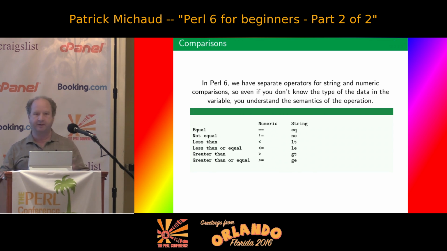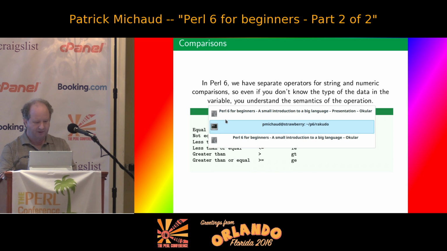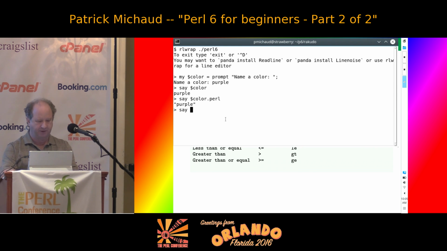In Perl 6, just like in Perl 5, we have separate operators for the different types of comparisons that you might want to do. Even if you don't know what kind of operands you have, if you don't know their types, the operator will tell you what kind of comparison you're going to perform. So the numeric operators are listed there, the string ones are listed there. That's actually missing the spaceship operator, so let me just point out the spaceship operator.